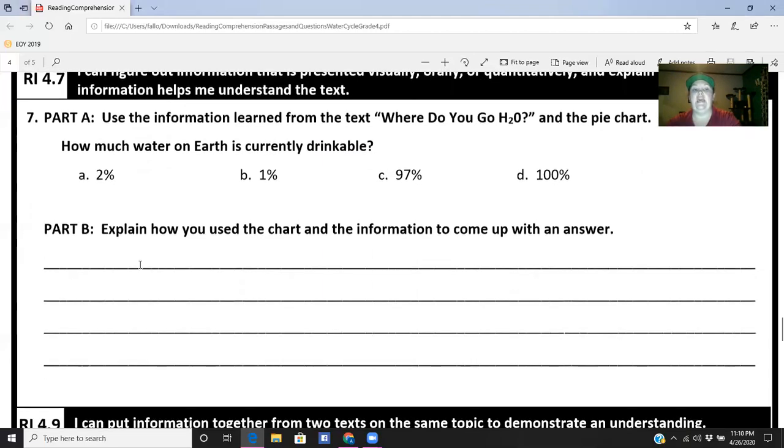And part B, explain how you use the chart and the information to come up with an answer. This is a written response, so you need to use complete sentences. What clues from the chart and the information did you have to help you figure out the answer? So that is going to be your text citations.